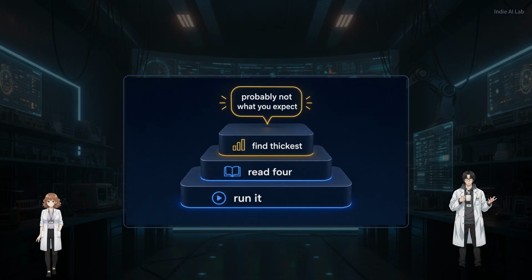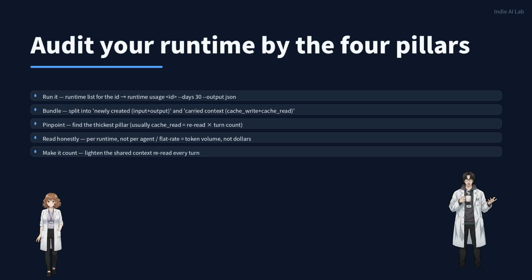Even with one agent, as long as it rereads a shared context every turn, cache read will always come into play. So take stock of your own runtime in this order. Run it, bundle the 4 into 2, pinpoint the thickest pillar. Most people figure it's output, then run it and get blindsided by cache read at 90%. There, don't forget 2 honesties. This is per runtime, not per agent. And on a flat rate subscription, this is a token volume story, not a dollar one. Don't inflate it. Last, if you want to make it count, the thing to touch isn't output. It's the shared context reread every turn.